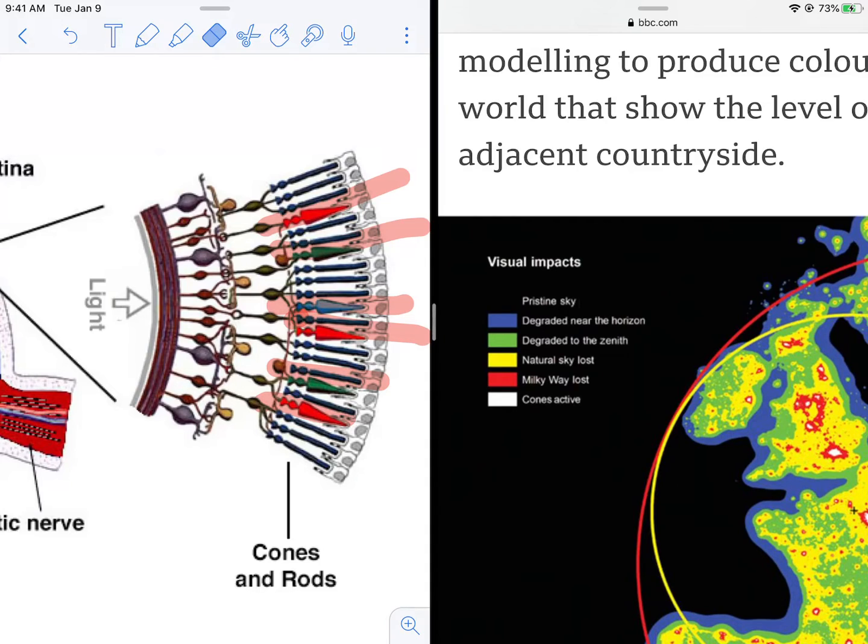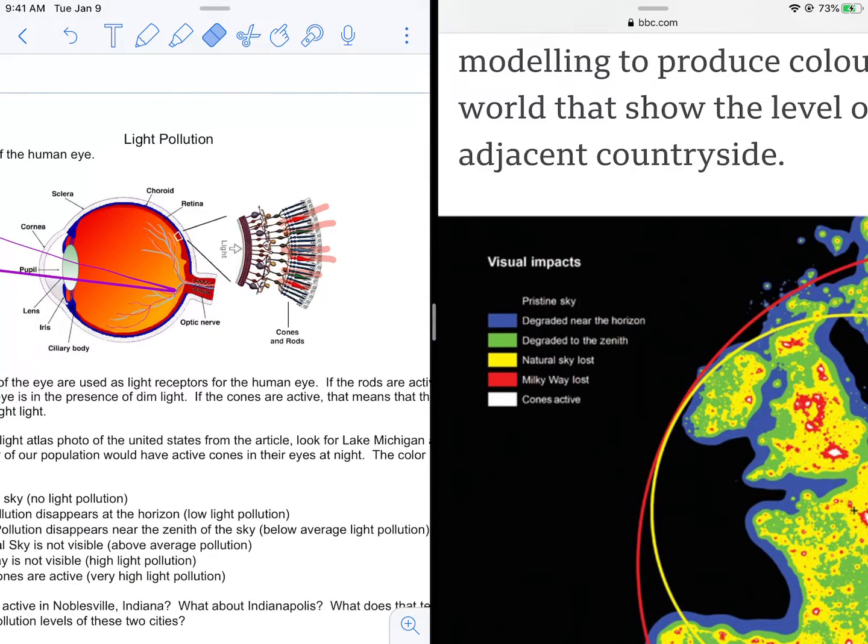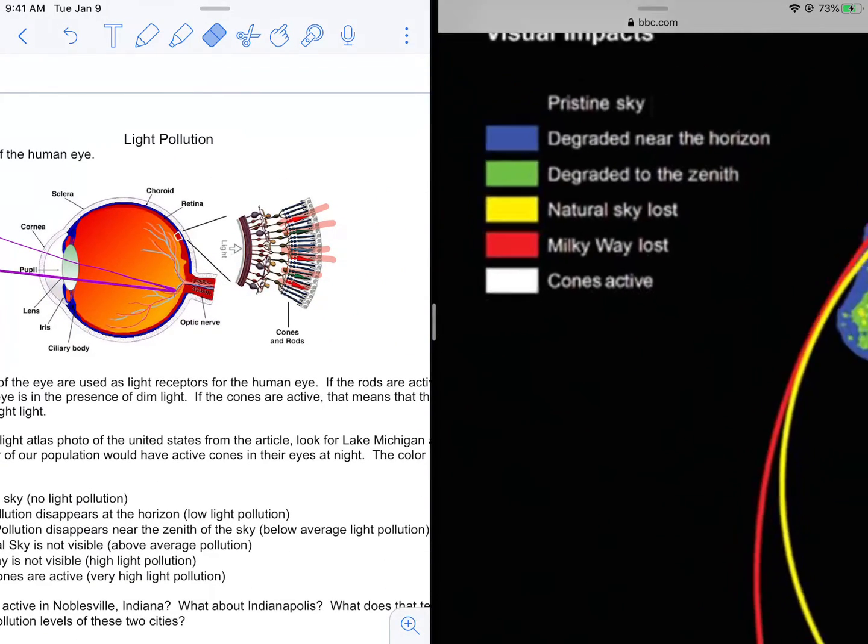If your rods are active, that means that it's kind of dark out and you're processing an environment that doesn't have a lot of light. So if light pollution is high, your cones will be active because they're seeing relatively bright light and reflecting it back out of the eye. Okay? So if your cones are active, that means that it's bright outside.